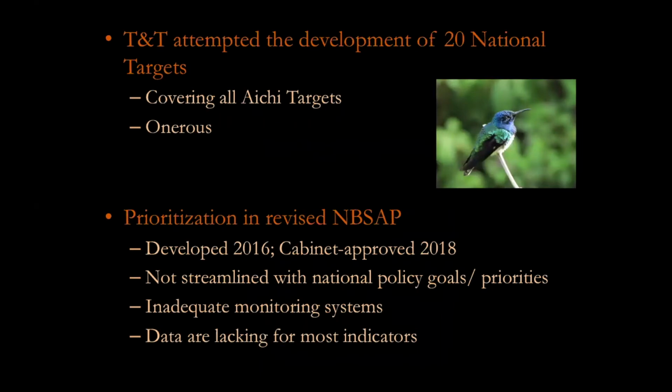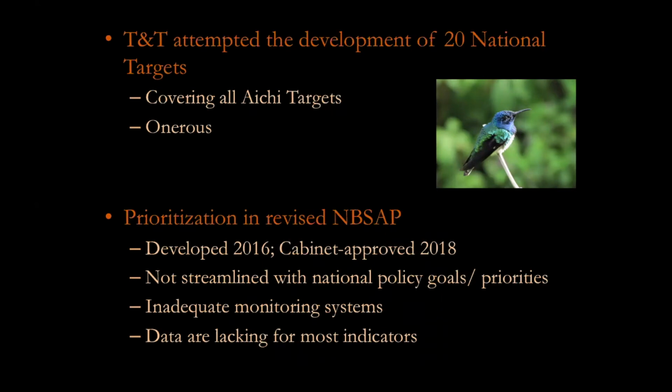Well, because here in T&T, there was a very early attempt to cover all of the global Aichi targets and to develop national targets and indicators against these. But the result was a list of 20 targets and 97 accompanying indicators. And the 5th National Report back in 2016 identified that Trinidad and Tobago simply did not have the data to monitor or measure the greater majority of these.